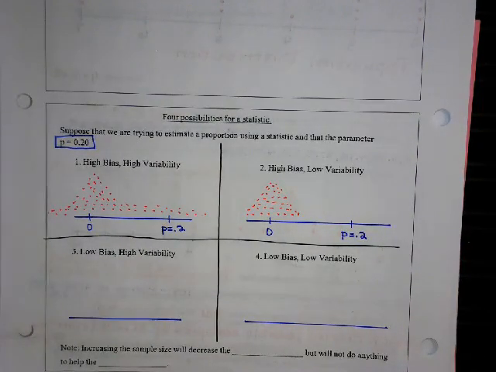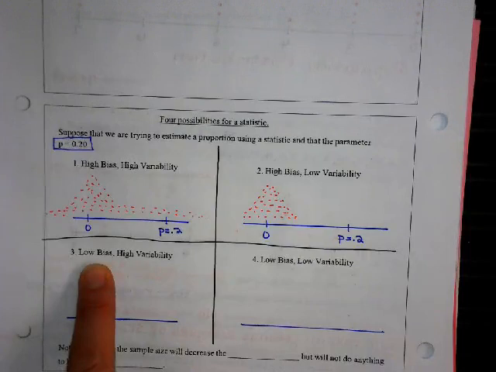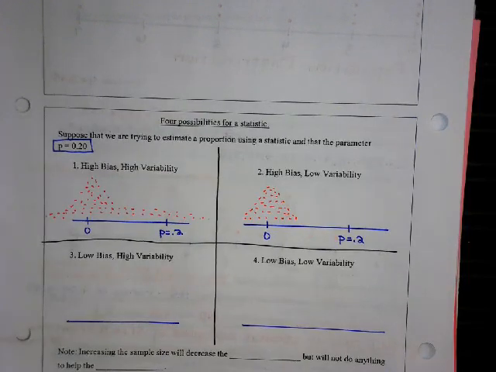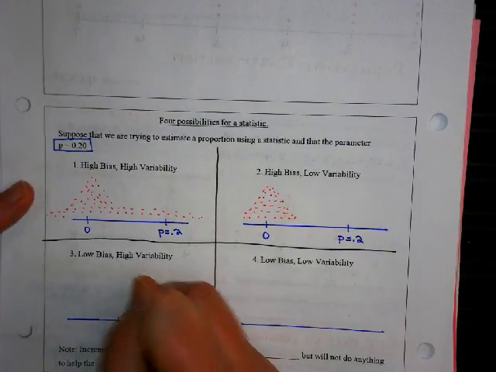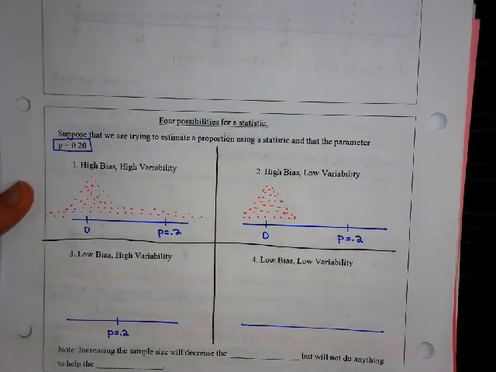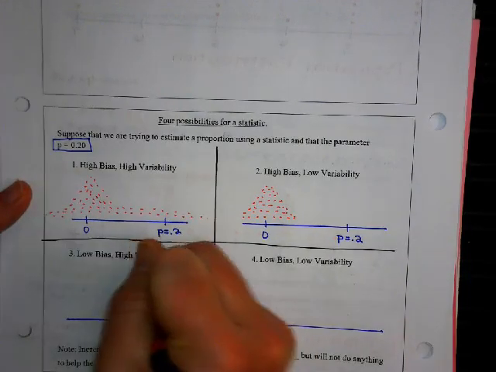A third possibility is low bias, so we estimate the parameter well, but we have high variability, so we still have a wide spread for our data. So the parameter is p equals 0.2. Low bias means that we will be centered at 0.2. High variability means that we still have a wide range for our data.